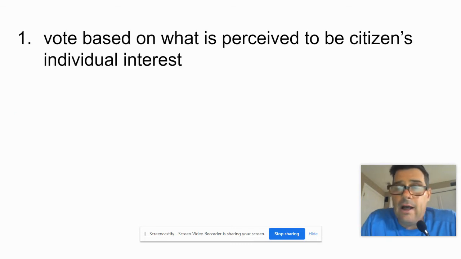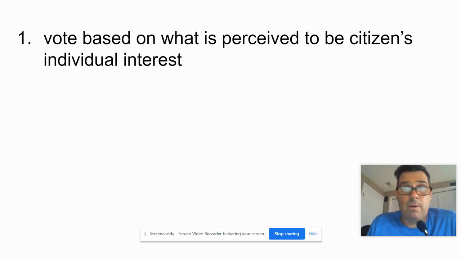All right, 1. Rational choice. Rational means that their voting is based on what is perceived to be in the citizen's individual interest. So you have a congressperson who brought some money back to your district, and you ended up getting a job as a result of that. So you're like, hey, I'm voting for that person. They got me a job. So it's in your best interest, your individual interest.